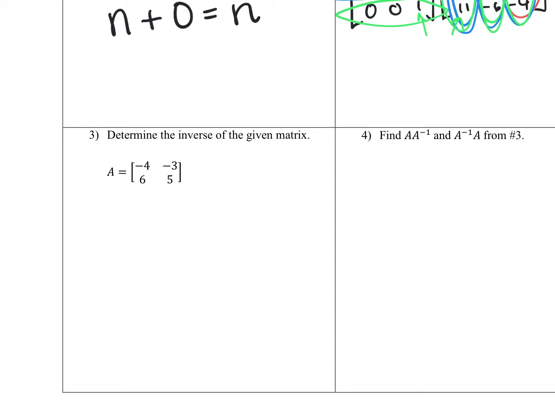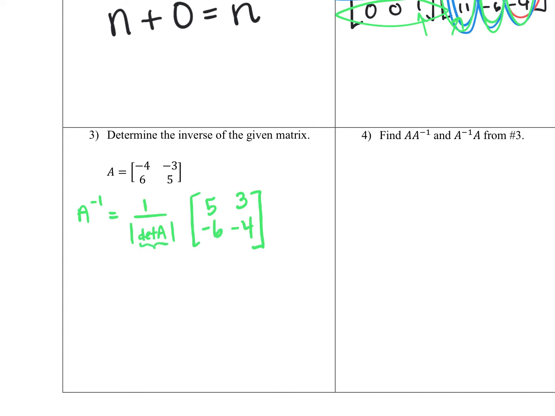Since it's a 2 by 2, we can use our little formula that we determined in class. So this is equal to 1 over the absolute value of the determinant of A. And then the matrix, we are going to flip-flop that diagonal, and then we'll change the signs of the other diagonal.